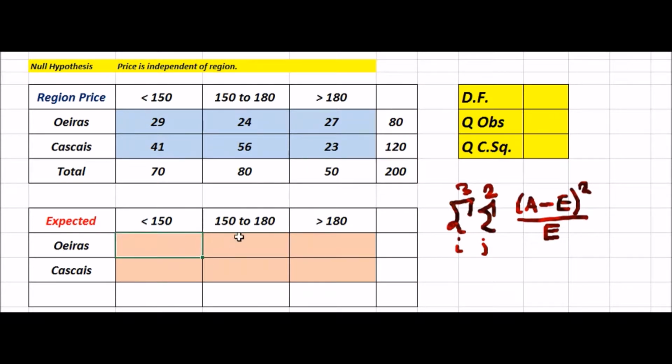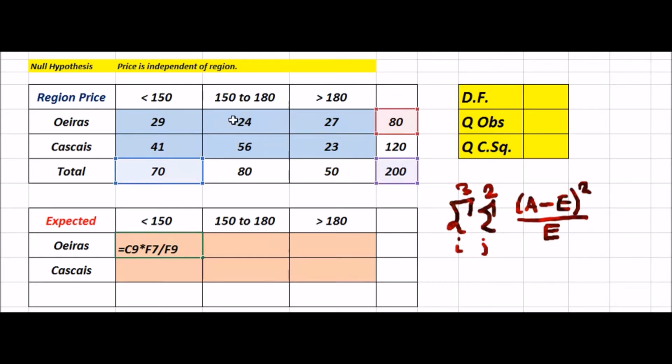Now, to calculate the expected value, it's simply going to be the product of the I and J totals. So for example, for this corner, to get a value similar to 28, it's going to be 70 times 80 over 200. So I could say this value times 80 all over 200, and that's it, 28. And you just have to repeat that all the way across.